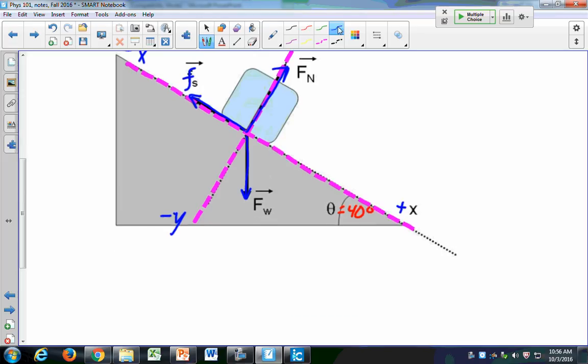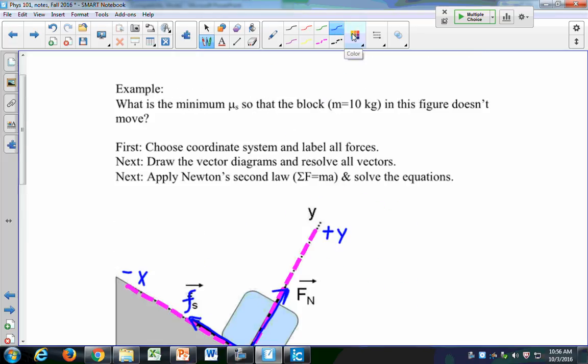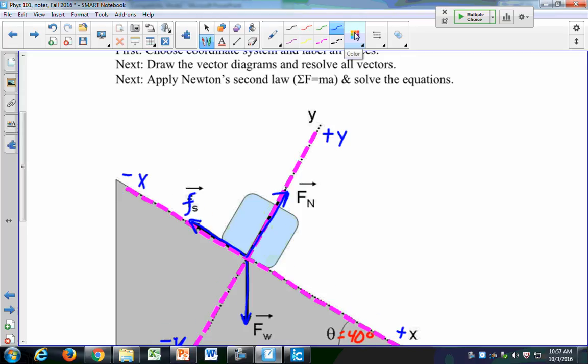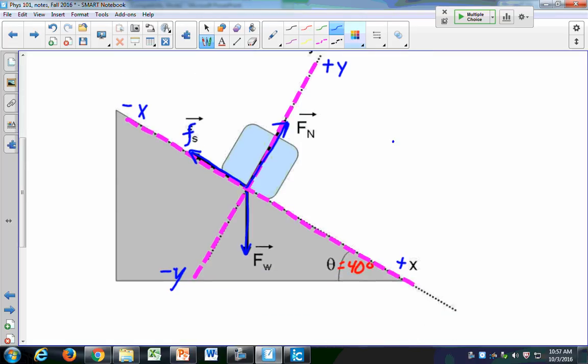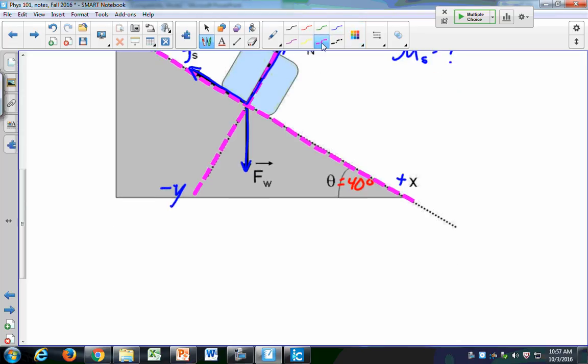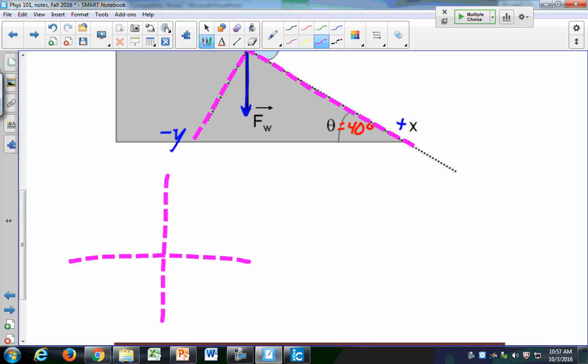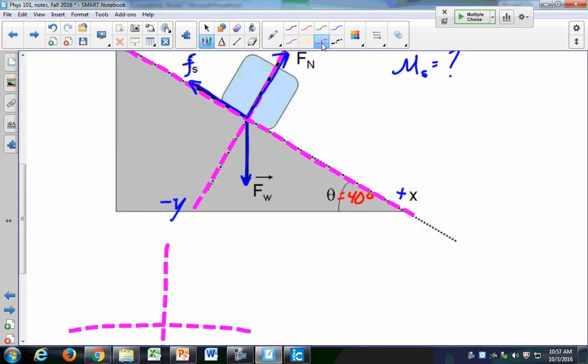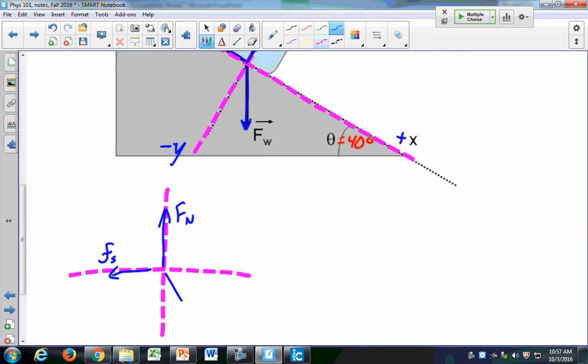Okay, so I want to know, did I ask something here? Oh, what is the minimum mu, the coefficient of static friction, so that this thing doesn't move? What is mu s equal to? But before I even start to think about how I'm going to solve for mu s, I'm going to draw my vector diagrams. Let's first draw a vector diagram and resolve all the vectors. I'm not going to skip that step. So I'm just going to redraw all the forces here. I have my normal force, I have my static frictional force, and then I have my force weight.